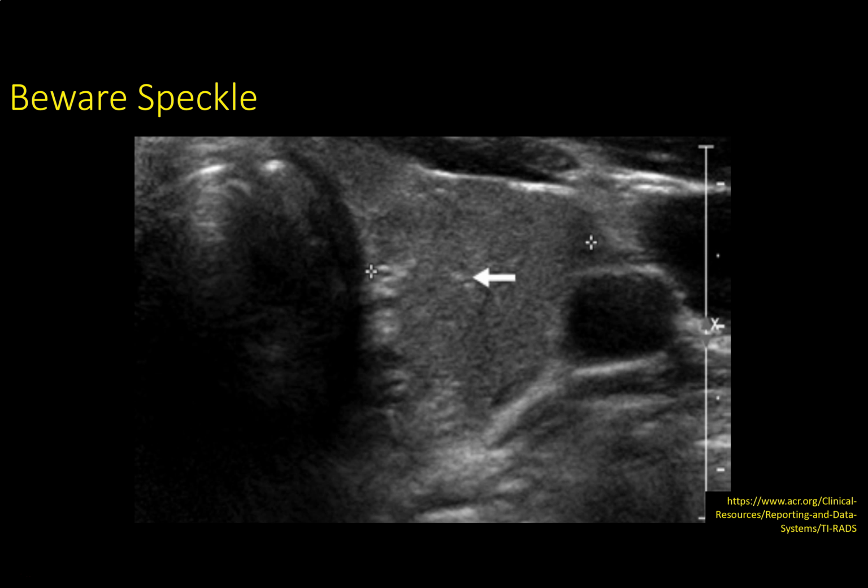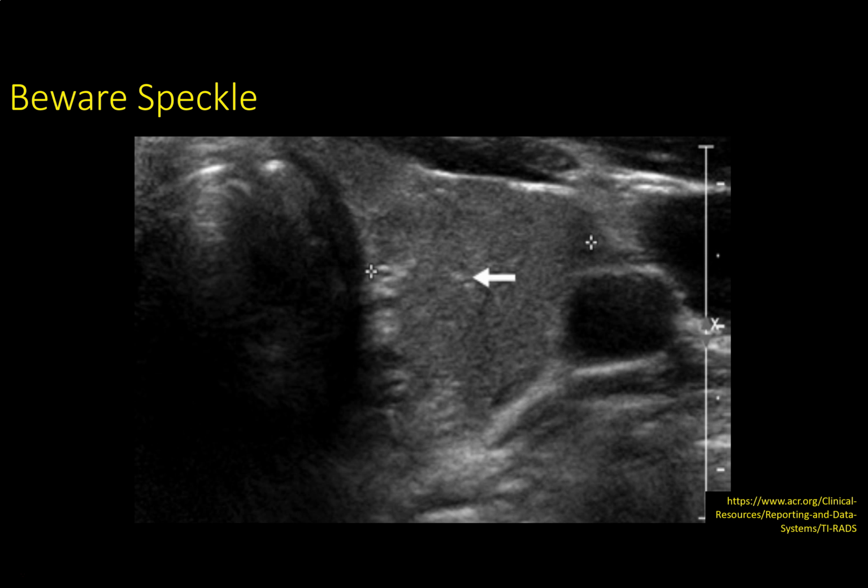I'm sure a lot of your ultrasound machines will have a speckle reduction feature that you can turn up or turn down or turn off. And of course, they have harmonic imaging. Both of these will impact the speckle. So my point here is, do not over-report speckles as punctate echogenic foci.